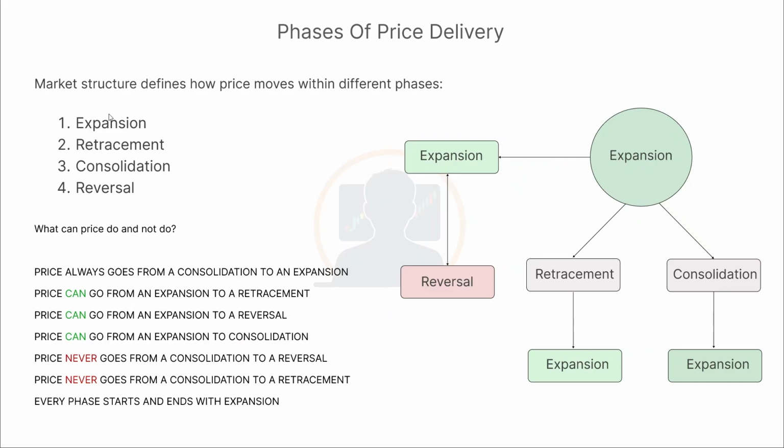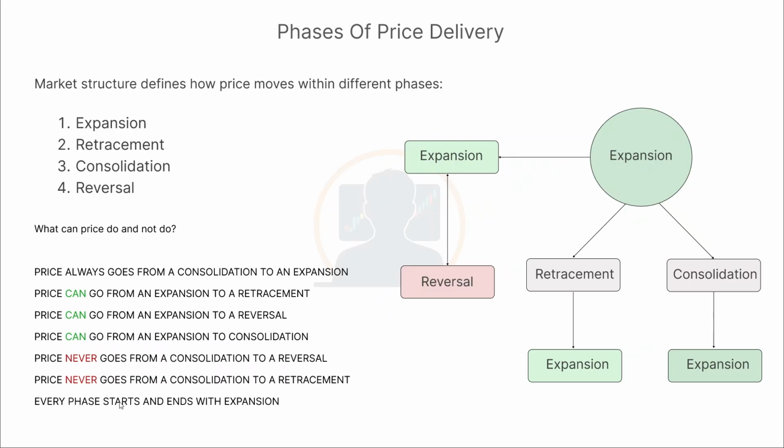But before we dive into understanding each of these phases, let's first look at the rules that govern the market algorithm and how it flows with these phases. What can price do and not do? Price always goes from a consolidation to an expansion. Price can go from an expansion to a retracement. Price can go from an expansion to a reversal. Price can go from an expansion to consolidation. Price never goes from a consolidation to a reversal. Price never goes from a consolidation to a retracement.